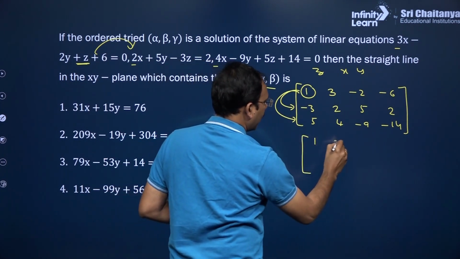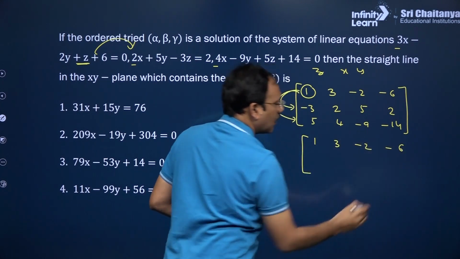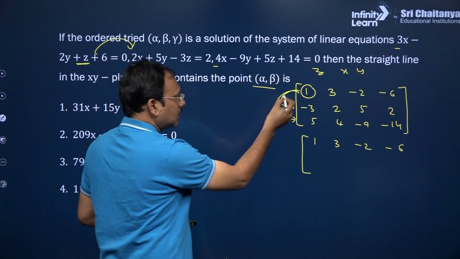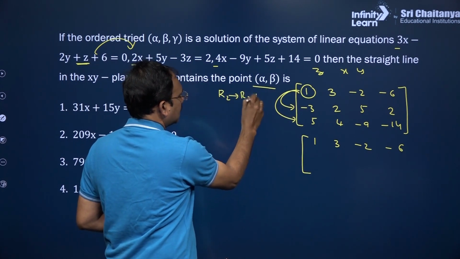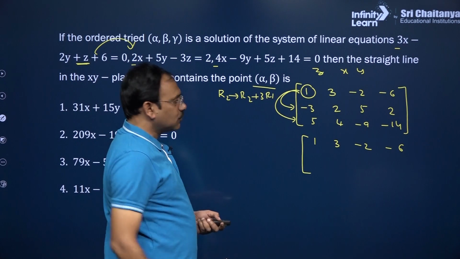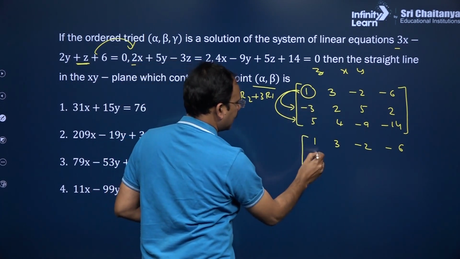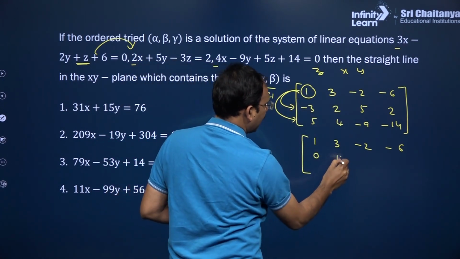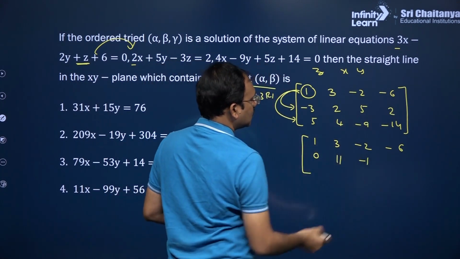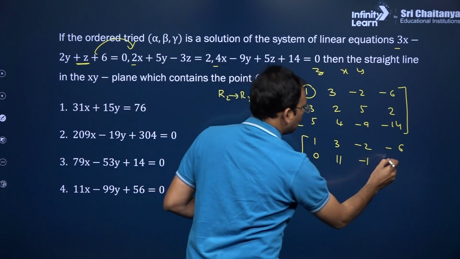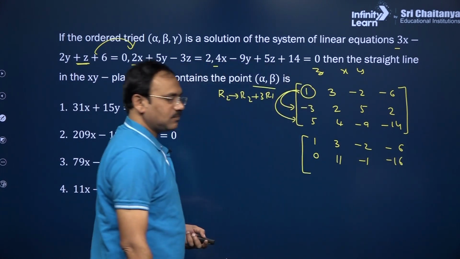So, first row I do not want to disturb. R2 I change as R2 plus 3 times R1. So, multiply this with 3 and add: 0, 9 plus 2 is 11, minus 6 plus 5 is minus 1, minus 18 plus 2 is minus 16.